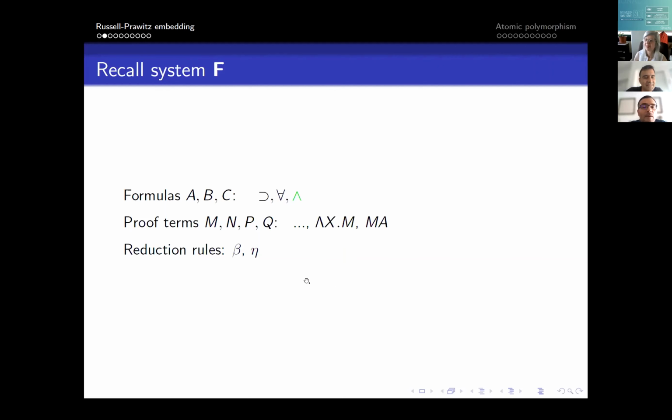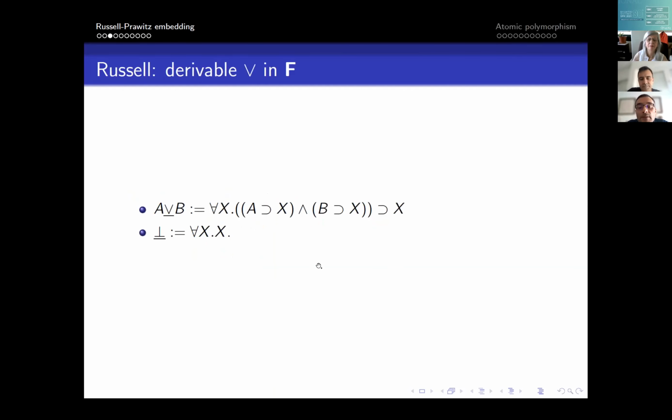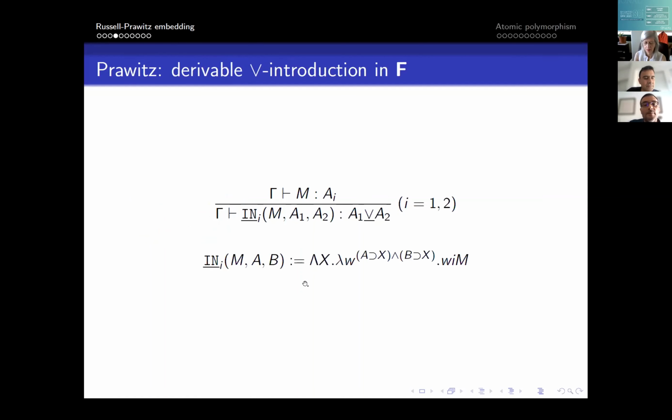And the system is equipped with beta rules and eta rules for each logical operation. So Russell, in the beginning of the 20th century, explained how to encode disjunction, absurdity, also conjunction, in terms of second order logic. In our work, we are just concerned with the encoding of disjunction and absurdity, but for this talk, just disjunction. So we'll forget about absurdity. Okay, this is the encoding. Then Proffitt, in his book on natural deduction, showed this encoding of the inference rules of disjunction in second order logic.